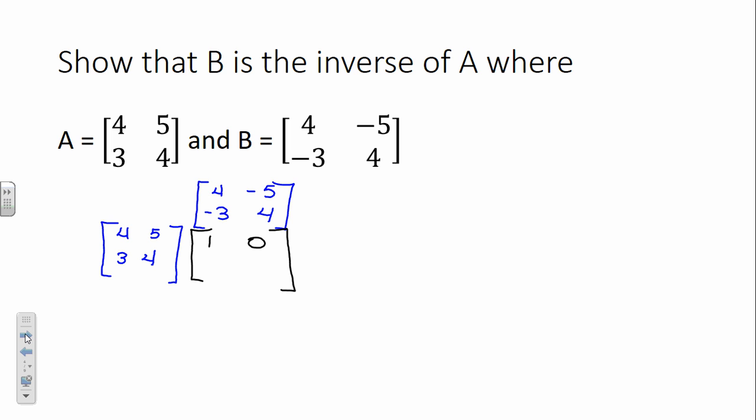Second row, first column. 3 times 4, 4 times negative 3, so 12 and negative 12. And 3 times negative 5 for our second row, second column, 4 times 4, add them up. So we got the identity back. Okay, that was by taking A times B.